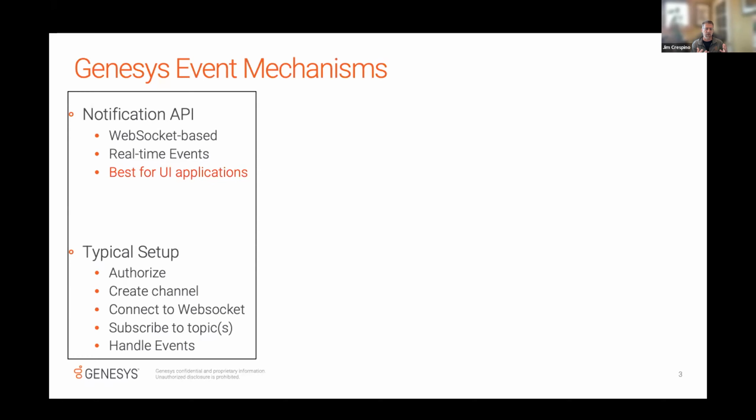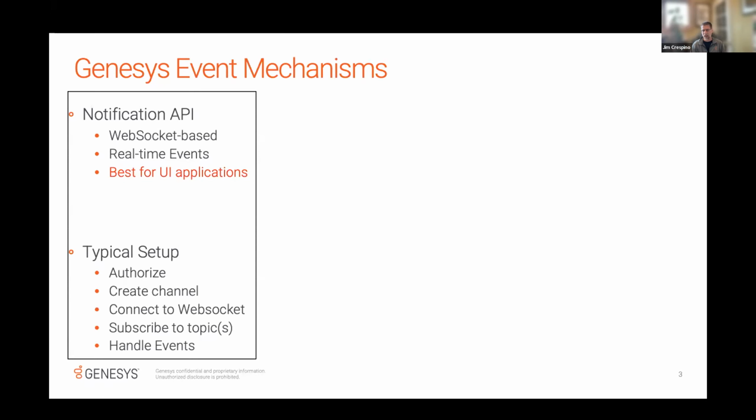While you're handling a conversation, you might have an iframed interaction widget that is monitoring what the agent's doing, monitoring the conversation, and giving the agent feedback, giving the agent things to talk about, providing canned responses, that kind of thing. Those kinds of UI applications are great for the notification API.